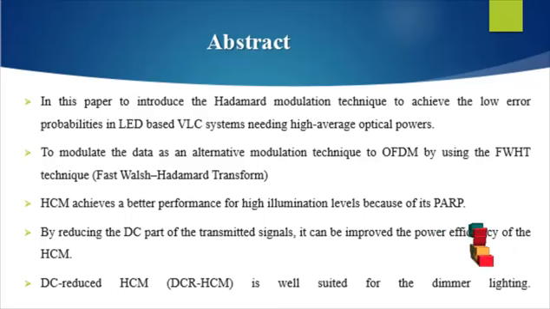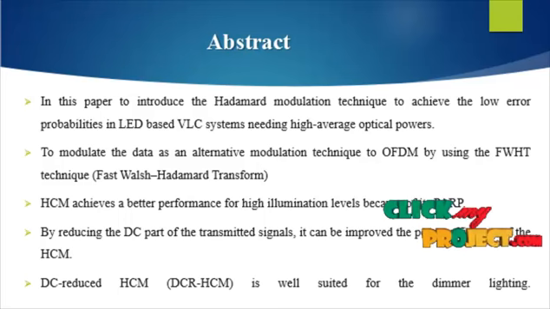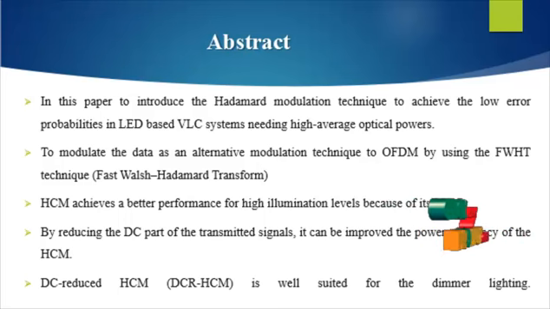This technique uses a fast Walsh-Hadamard transform, that is FWHT, to modulate the data as an alternative modulation technique to orthogonal frequency division multiplexing, that is OFDM. HCM achieves better performance for high illumination levels because of its small peak to average power ratio, that is PAR. The power efficiency of HCM can be improved by reducing the DC part of the transmitted signals. The result is the so-called DC-reduced HCM. DC-reduced HCM is well suited for environments that require dimmer lighting.